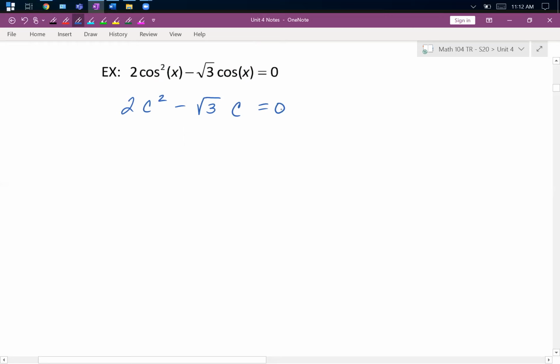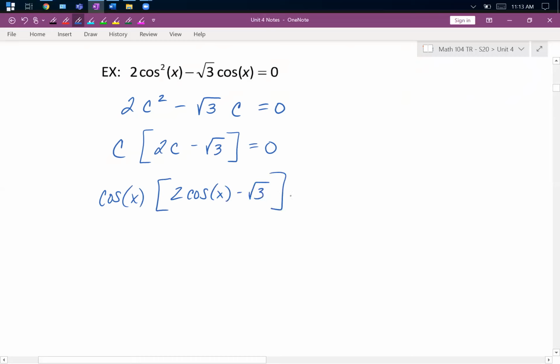Is this factorable? Can you factor out a c? We can factor out a c. And then this becomes 2c minus the square root of 3 equal to 0. And now I'm just going to put the cosine back in for c. The factored form of this is cosine times 2 cosine minus square root of 3 equal to 0.